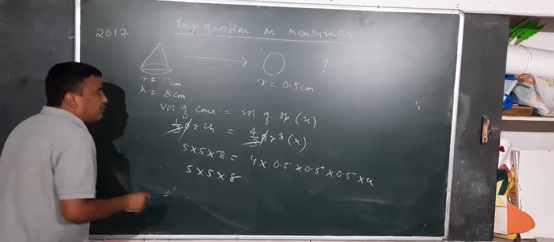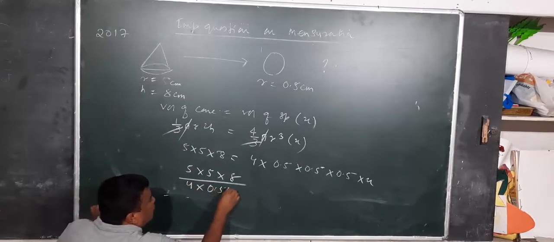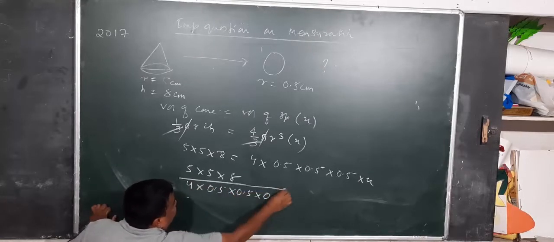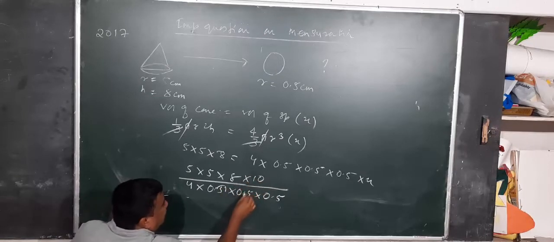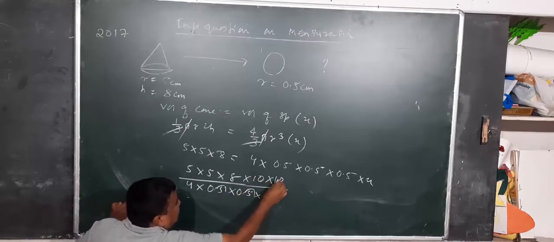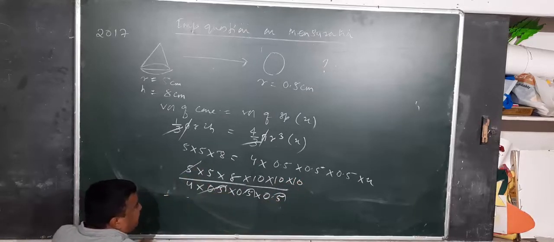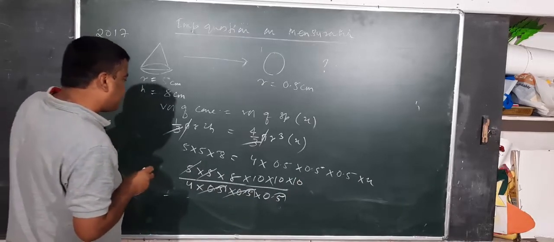So write 5 into 5 into 8 divided by 4 into 0.5 into 0.5 into 0.5. Remove this decimal, write 10. Again this, write another 10. Again this, write another 10. So this 5 and this 5 cancel, this 5 and this 5 cancel, okay?